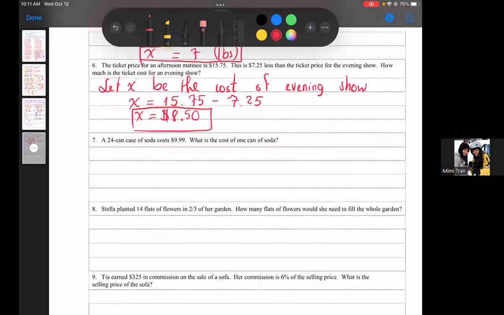Why don't you guys try number 7 on your own? I'll walk around, see how you do. Kroger or Meijer, you buy a soda, you guys do that.